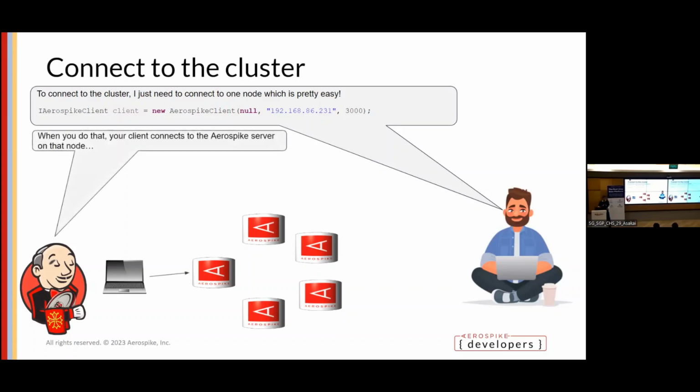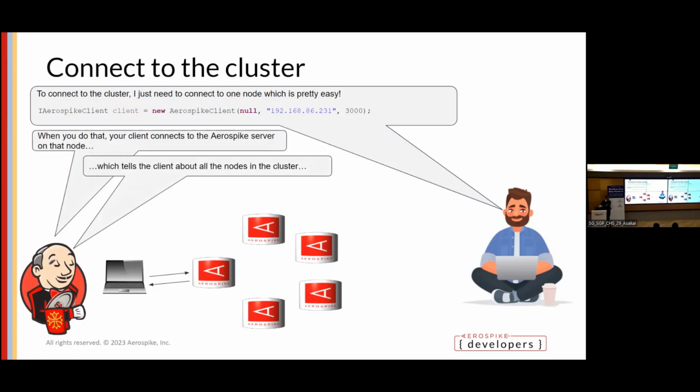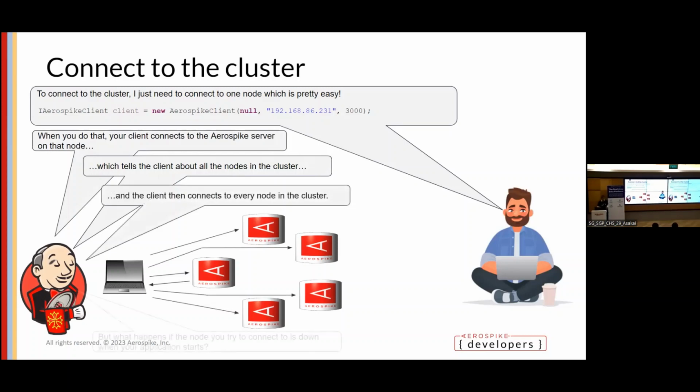So what basically happens here is the Aerospike client connects to the Aerospike server. Whatever IP address you pass there, this server basically tells the client who the other servers are. With that, ultimately it returns.